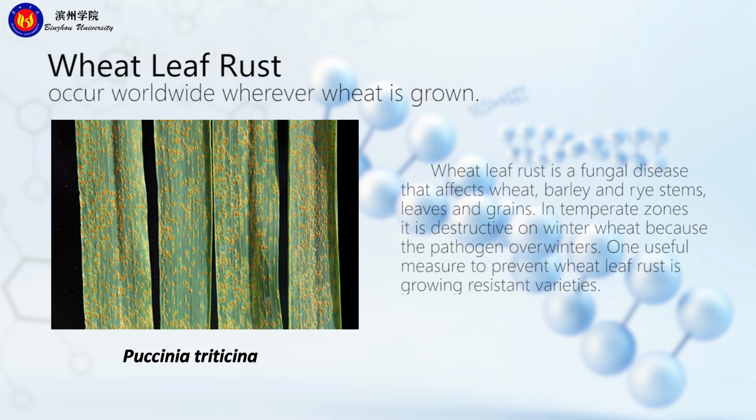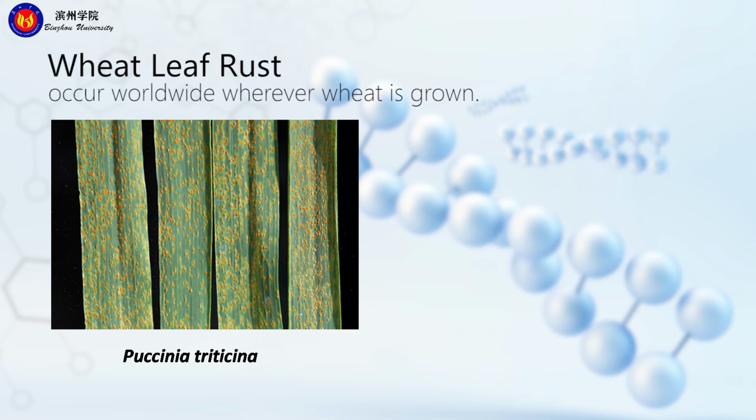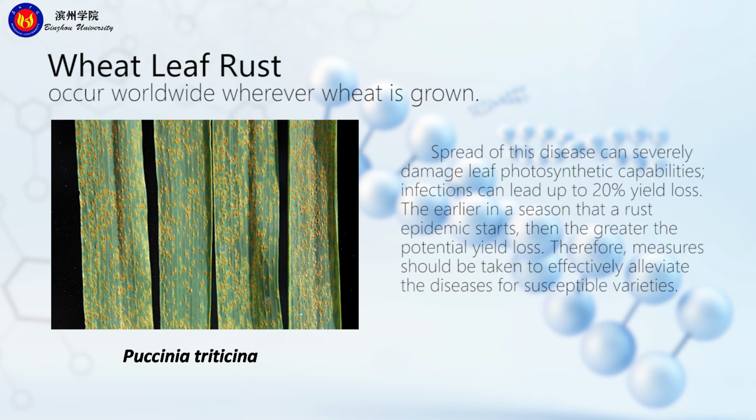In temperate zones, it is destructive on winter wheat because the pathogen overwinters. One useful measure to prevent wheat leaf rust is growing resistant varieties. The spread of this disease can severely damage leaf photosynthetic capabilities. Infections can lead up to 20% yield loss.